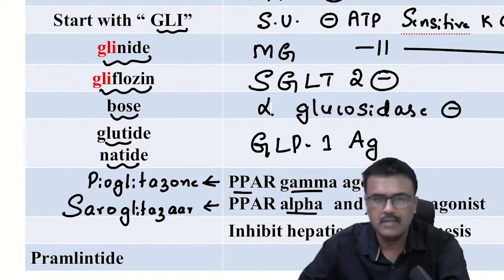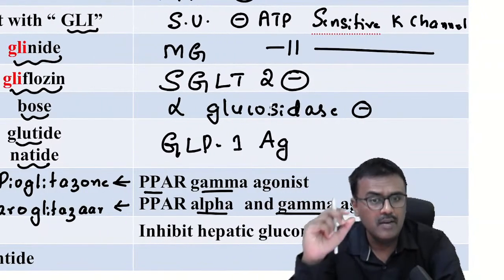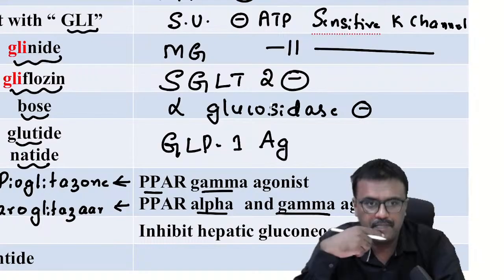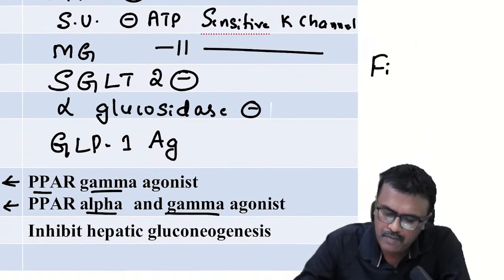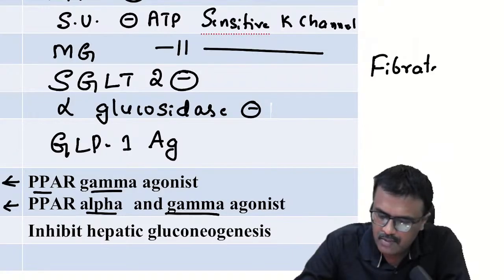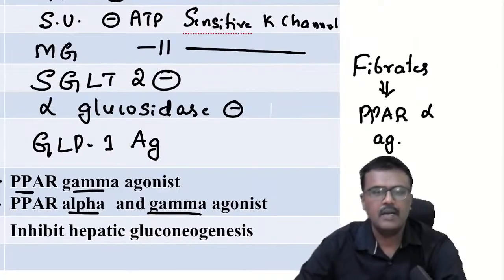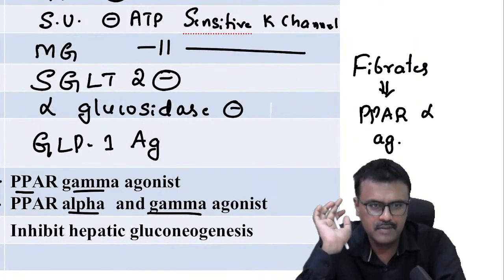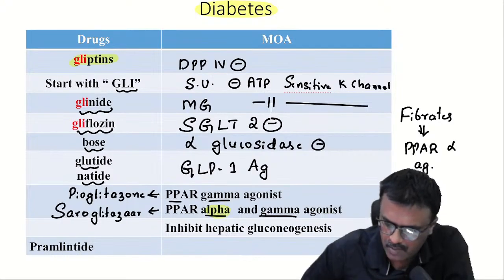So saroglitazar is developed in India, which can be used to manage both diabetes and dyslipidemia. If you remember, in dyslipidemia we have fibrates. What is the mechanism of fibrates? Fibrates are PPAR alpha agonists, so they stimulate PPAR and they stimulate lipoprotein lipase. But we have a drug which can do both alpha and gamma agonist, that is saroglitazar.